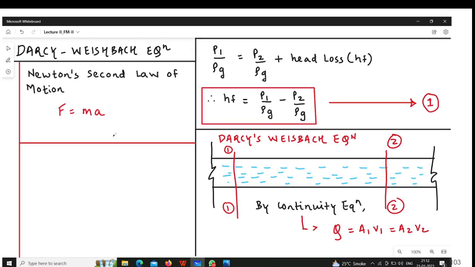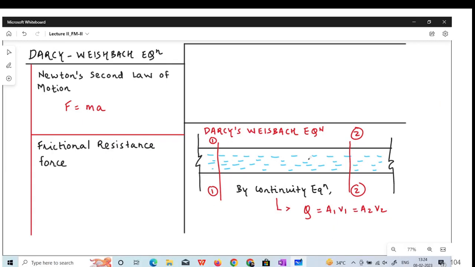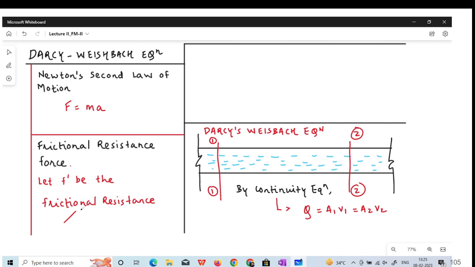One more law we have to recall from the physics, that is Newton's second law of motion, F equal to m into A, where F is force, m is mass and A is acceleration. We have discussed that the boundary wall will offer some resistance. There is some resistance force offered by the boundary. We have to calculate the magnitude of this resistance force. It can be called as frictional resistance. To calculate this, we will define F dash. Let F dash be the frictional resistance.